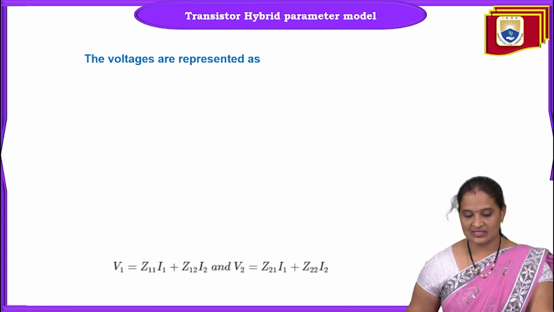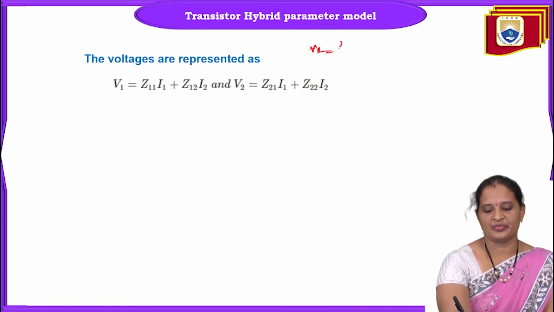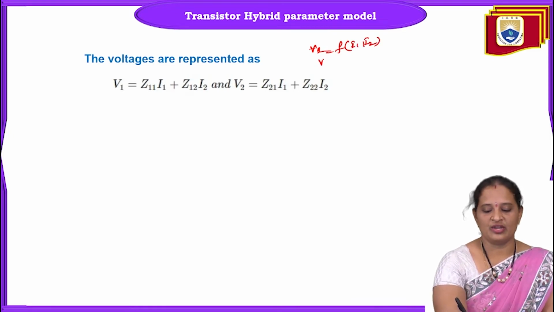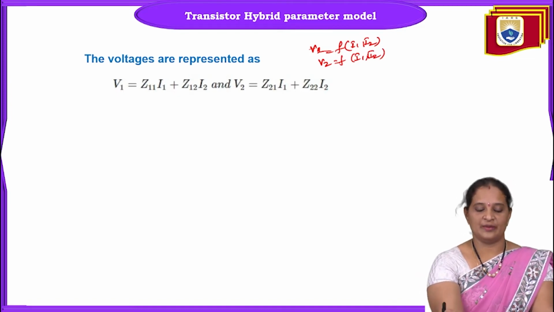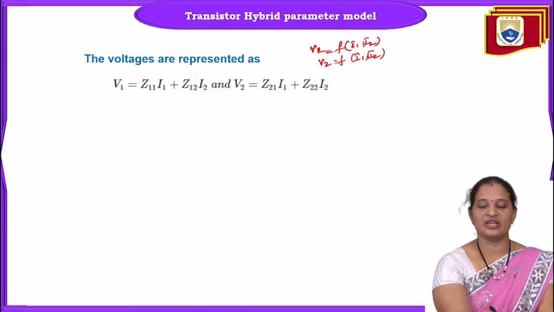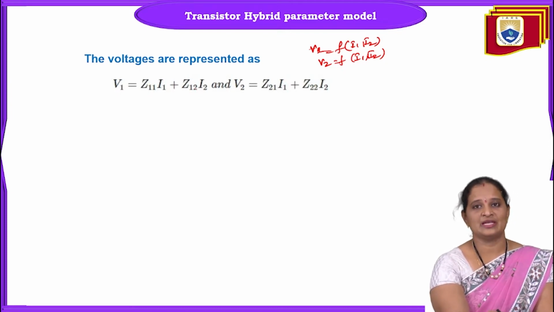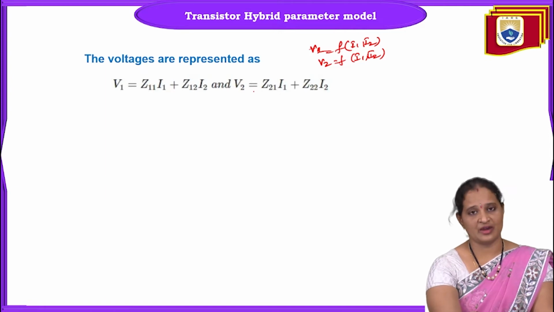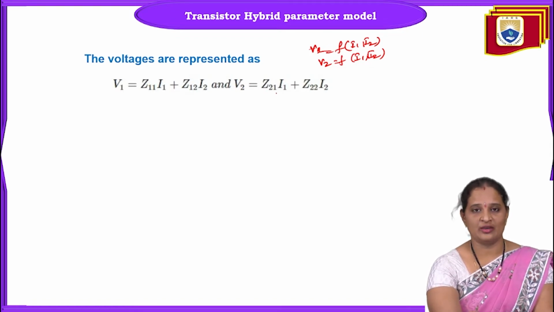As I told you, V1 is a function of I1 comma I2 and V2 is also a function of I1 comma I2. Now how can I express V1 and V2 mathematically? V1 is equal to Z11 into I1 plus Z12 into I2, where Z11 and Z12 are constants. These are the Z parameters. Similarly, V2, the output voltage measured across port 2, can be represented as Z21 into I1 plus Z22 into I2. This is the mathematical relationship between the currents and the voltages.